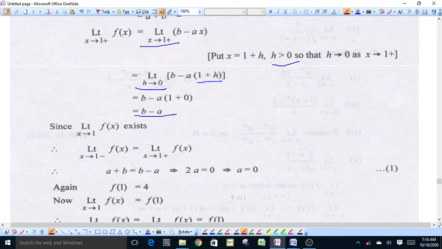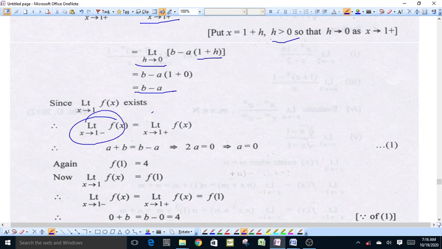b minus a. Because the limit of the function f(x) as x approaches 1 exists, the left hand limit of the function must be equal to the right hand limit of the function, that is, a plus b must be equal to b minus a. From this equation, a comes out to be 0.